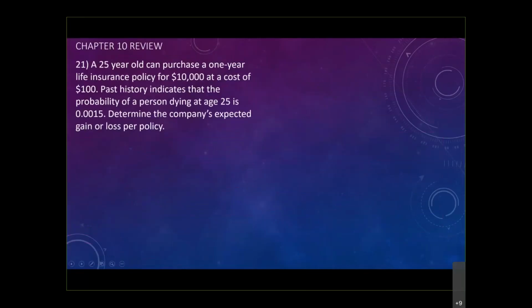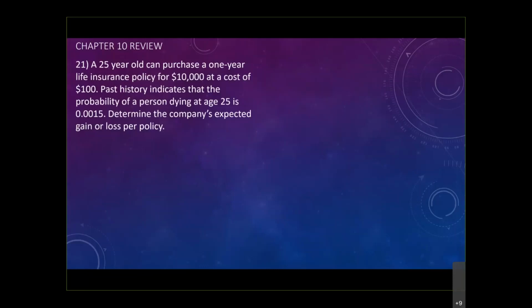And let's take a look at 21, 22, and 23. I think this is where I feel you guys have problems, which is the expected value. So they say that a 25-year-old can purchase a 1-year life insurance policy for $10,000 at the cost of $100. The past history indicates that the probability of a person dying at the age of 25 is 0.0015. Determine the company's expected gain or loss per policy.